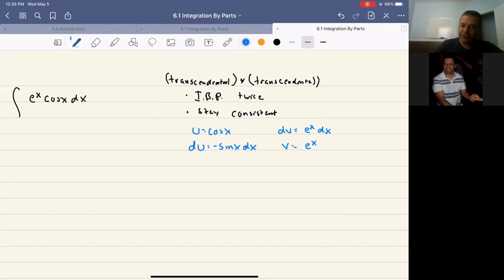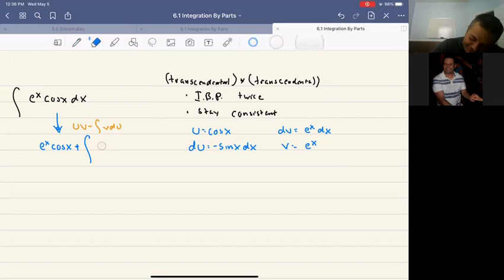So first step, this is going to be e to the x cosine x, that's my uv, minus the integral of v du. Now this negative means I'm going to have to change the sign there.